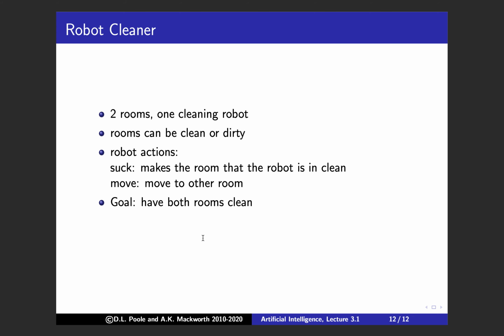Here's another example we can have. A robot cleaner. There are 2 rooms and 1 cleaning robot. The rooms can be clean or dirty. The robot actions can be suck, which makes the room that the robot's in clean, or it can move to another room. So the robot can do 2 things. And the goal is to have both rooms clean. So how many states are there and what are they? Think about this before our class on Tuesday, and we'll discuss this and see what's happening. There's an interesting solution to this problem.